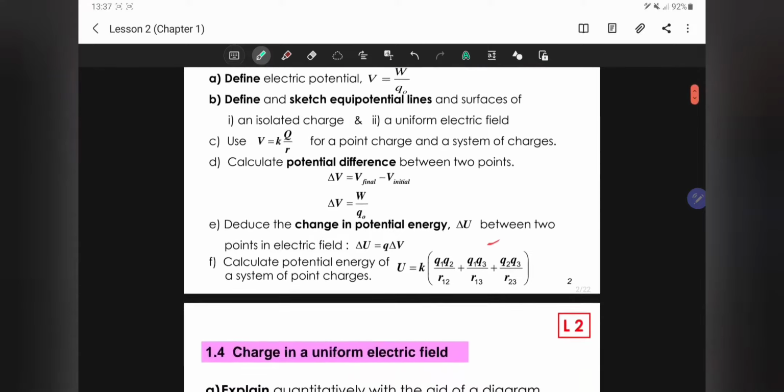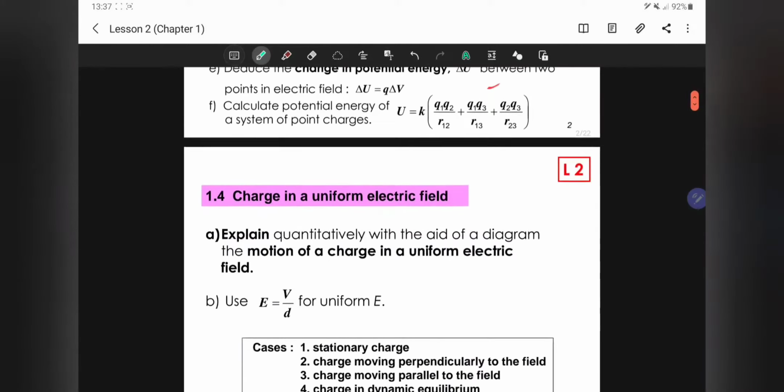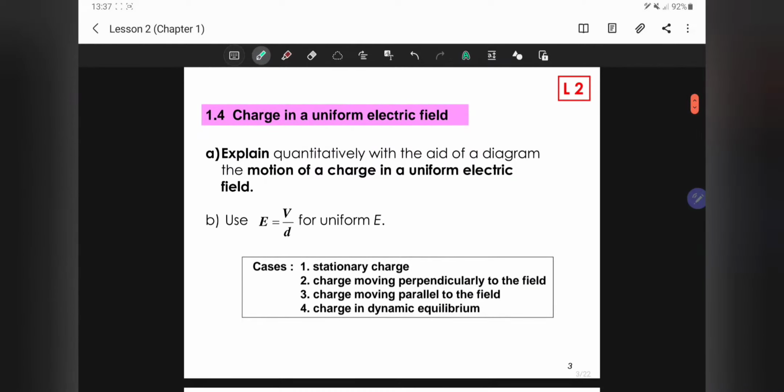Now let's turn to the last subtopic, which is 1.4. So what do we have here? Under subtopic 1.4, which is charge in a uniform electric field, students should be able to explain quantitatively with the aid of a diagram the motion of a charge in a uniform electric field. So what happens to the charge when the charge is moving in an area with a uniform electric field? We need to know how to sketch a simple diagram to explain that.